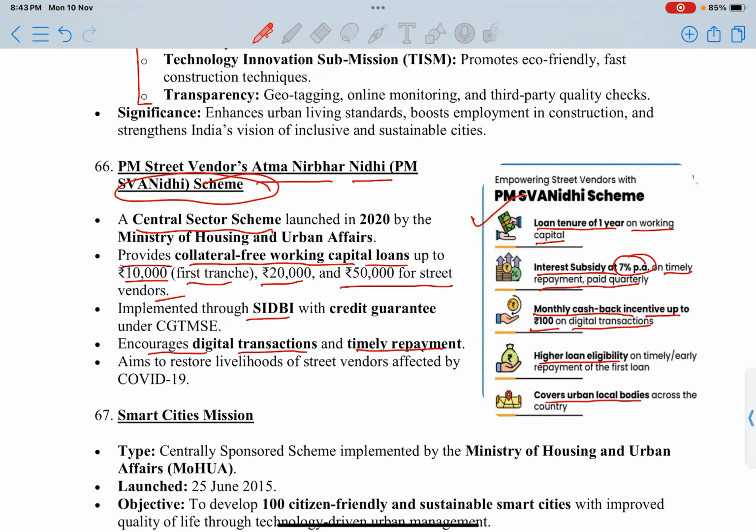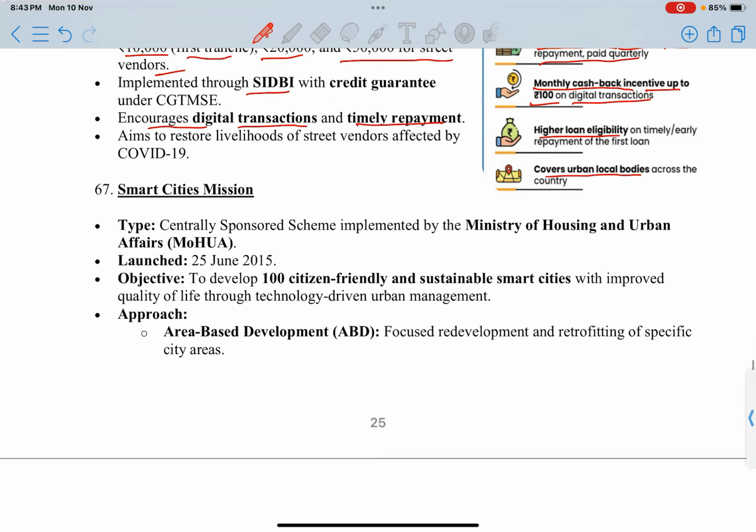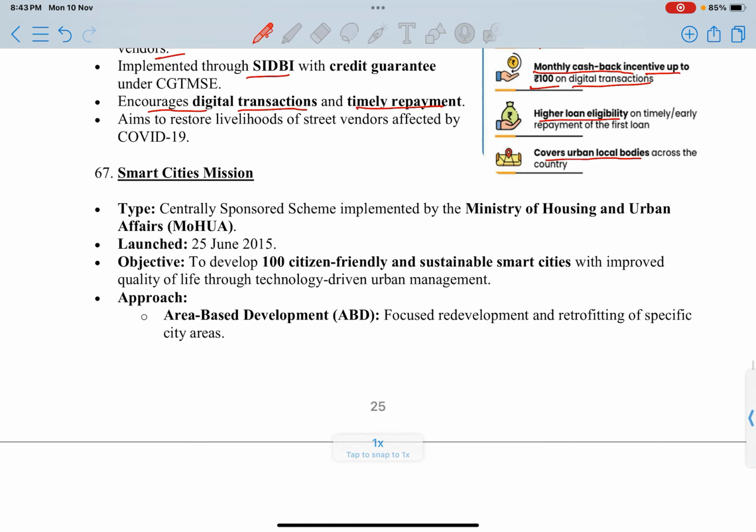local bodies also. Then smart city mission, again this is very important for Tripura, okay, because presently our city Agartala is transforming drastically, okay. Everywhere you will go you will find there are some constructions going on, okay. They are making some drains, they are making some infrastructure, they are developing the lakes, okay, etc.